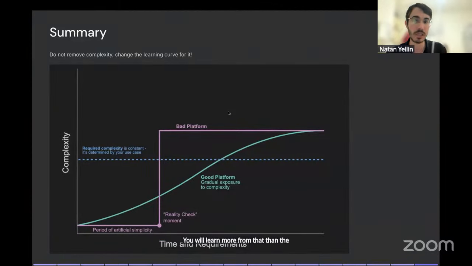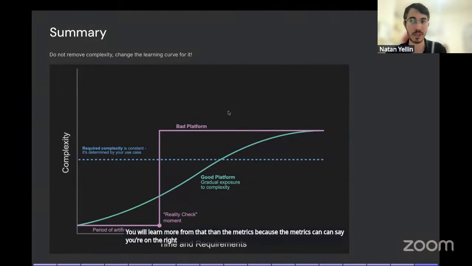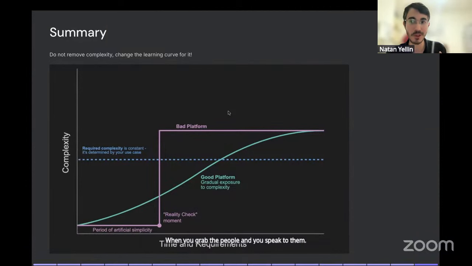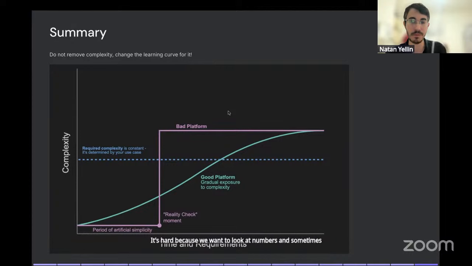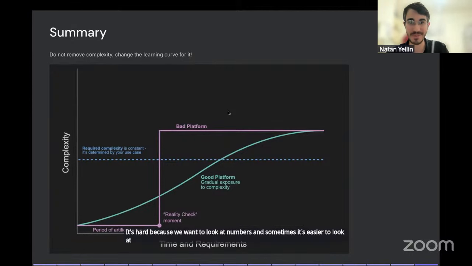Because the metrics can say you're on the right track or the wrong track, something is working, something isn't working, but you don't know what until you grab the people and speak to them. When you do, just based on the feeling, you often get a sense of whether you're on the right track or not. So it's hard because it's easier to look at numbers than to grab people for coffee, sit down, speak to them, and get time in their schedule.